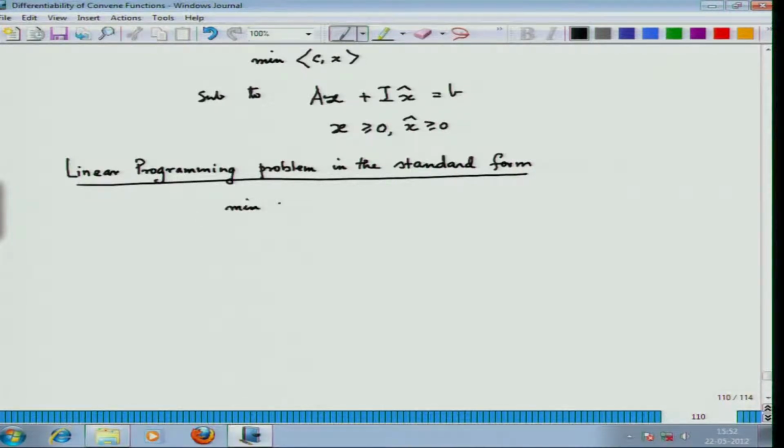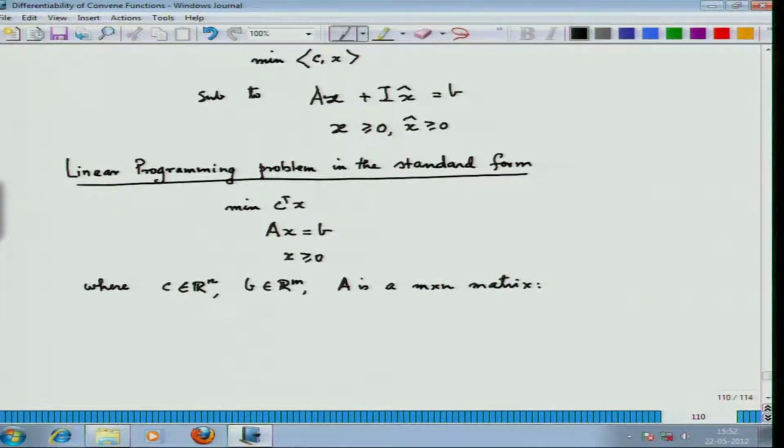This is to minimize c transpose x. This is a standard thing where c is in R^n and A is an m cross n matrix. So, let us give an example of such a problem where naturally a linear programming problem arises.